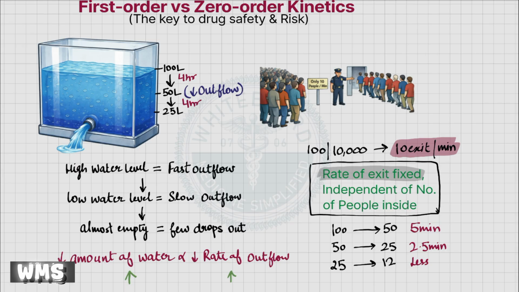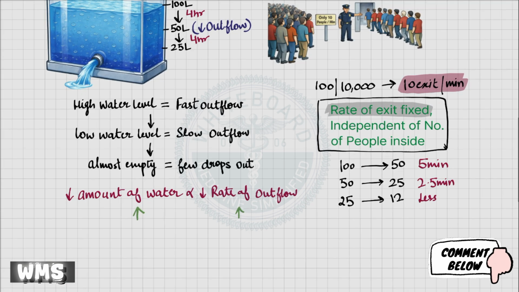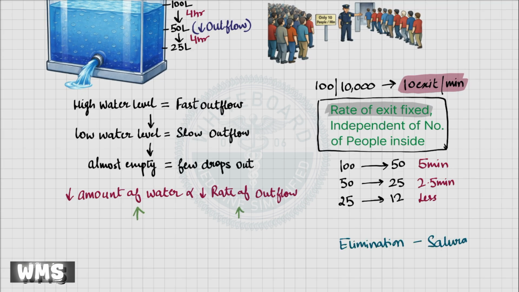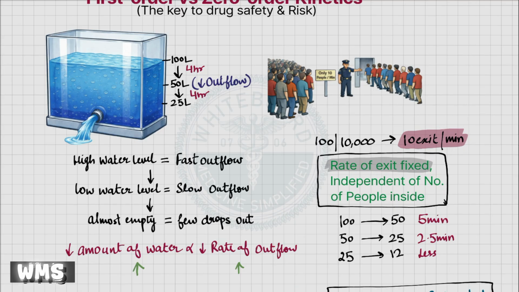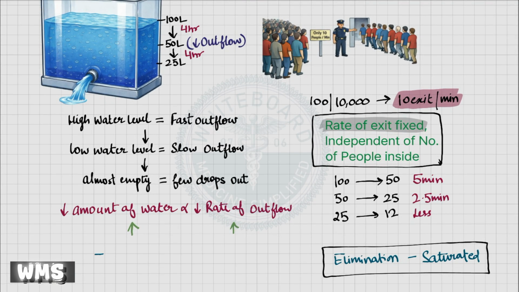As is clear from these examples, in the security guard scenario, only 10 people are allowed to leave, and it does not matter how many people are inside. Because the outflow is fixed, the elimination pathway here is saturated, meaning it cannot go any faster, as it is already working at full capacity. In contrast, in the leaking tank example, the system automatically adjusts according to the amount of water present inside. As the water level changes, the rate of outflow also changes. Therefore, in this case, the elimination pathway is not saturated.